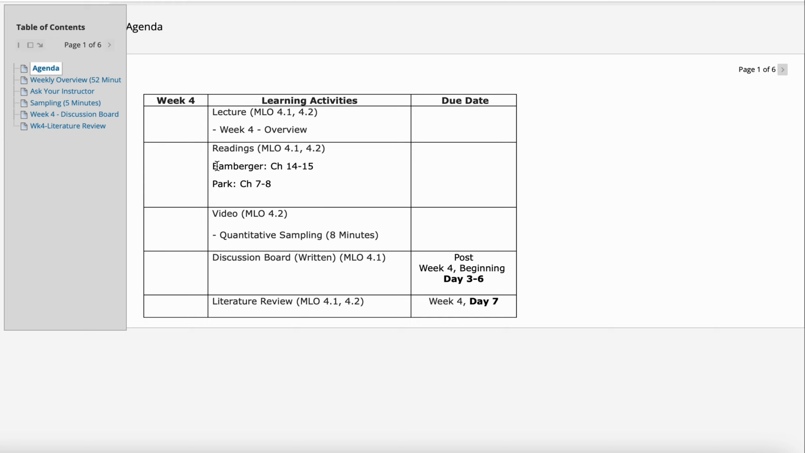So to get us through this week, we have some readings. In our Ramberg text, we're in chapters 14 and 15, and in the Park text, we're in chapters 7 and 8. We've got some videos, and then we have two deliverables this week, a discussion board and our literature review.